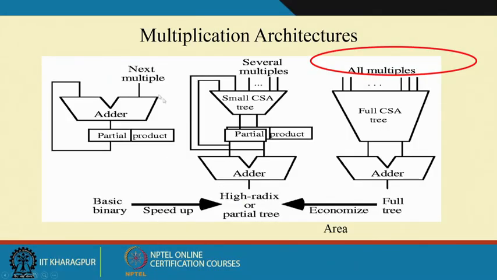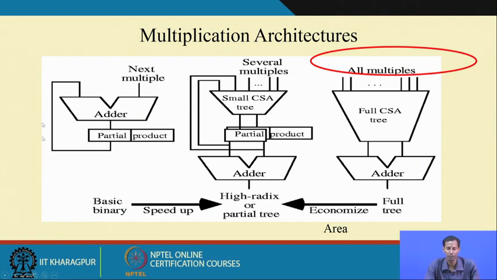In this, the first multiplier architecture is nothing but the serial one. That means it uses one adder only, which is run repeatedly and I get the corresponding results. And if I use all the multiples together using a carry save adder tree, then at the very last stage I need one carry propagate adder, and then I can get the results, which is basically the full tree.